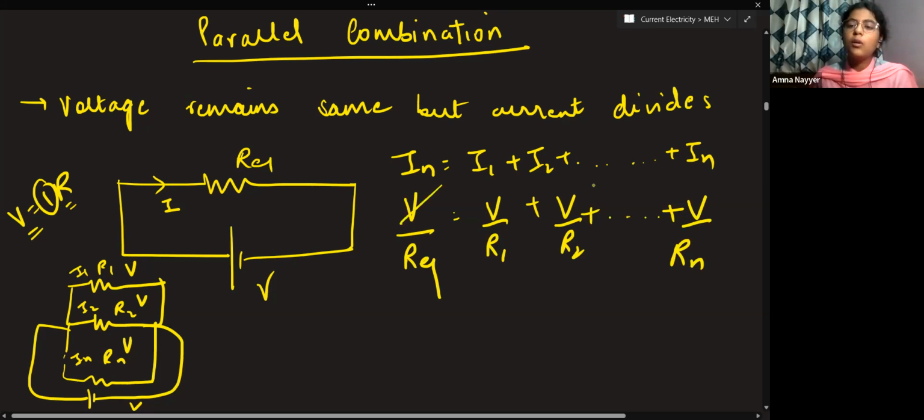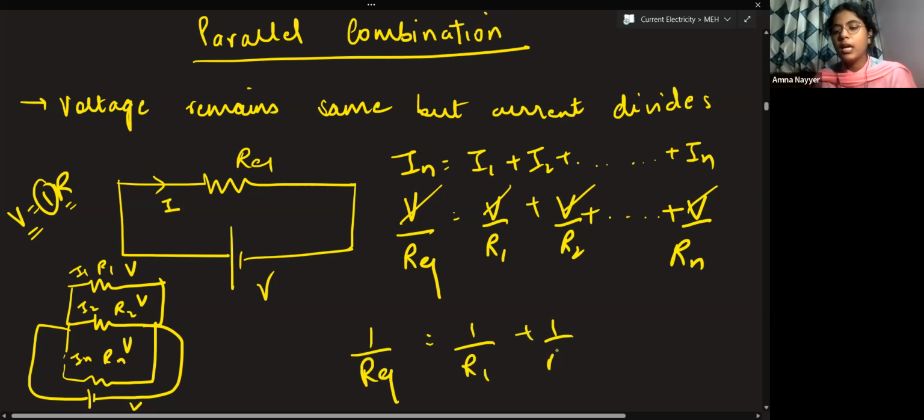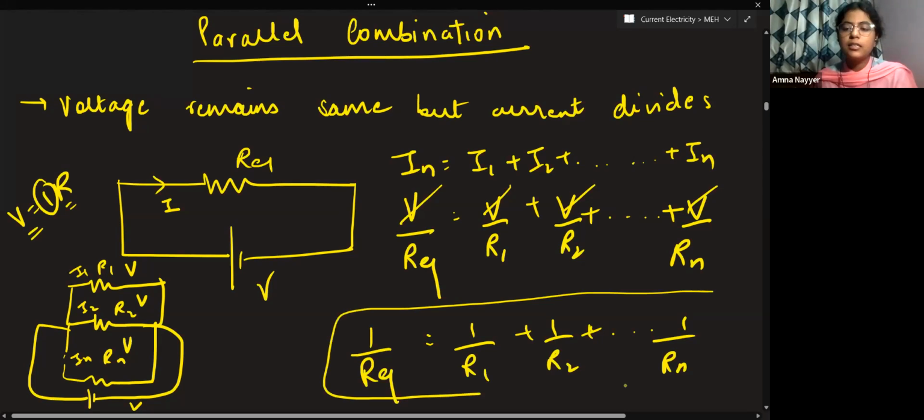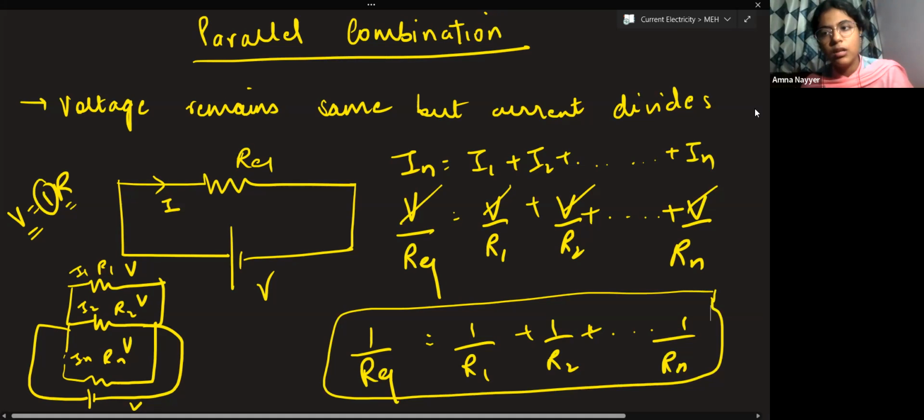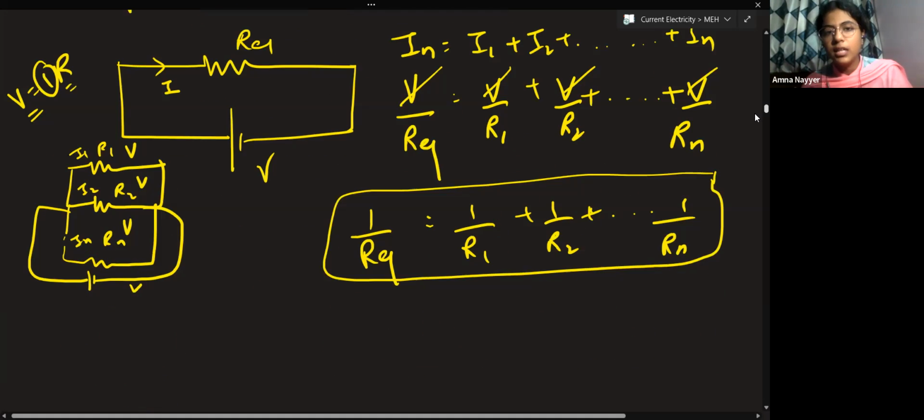Because it is a parallel combination, the resistance will be different. So 1 by R equivalent becomes 1 by R1 plus 1 by R2 plus up till 1 by Rn. And this is the change that occurs in case of series and parallel combination, apart from the basic calculation regarding the voltage and current. Now, before moving on to the question, if the total voltage is asked, you can write this.